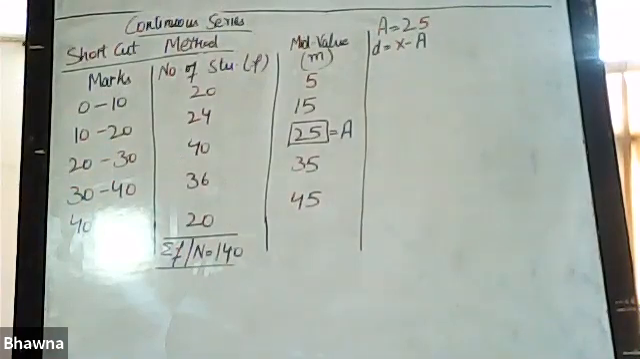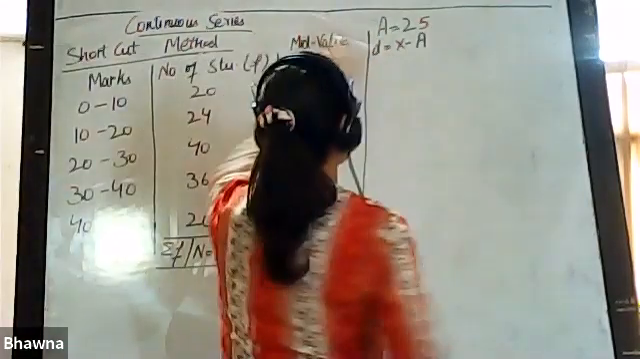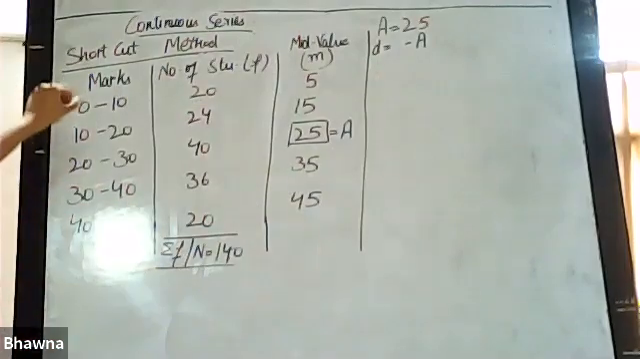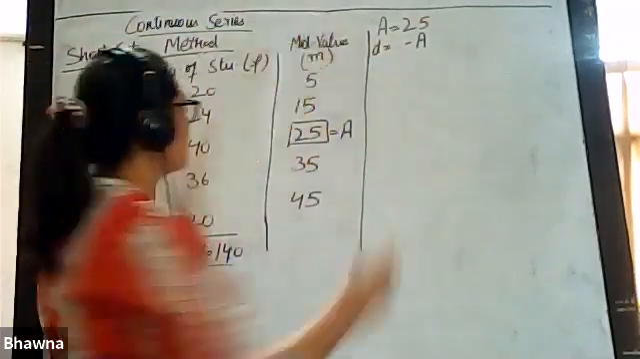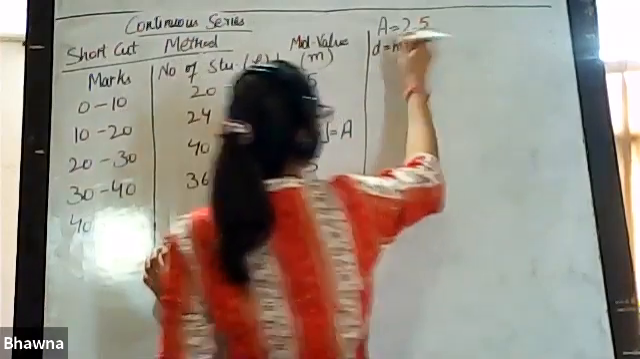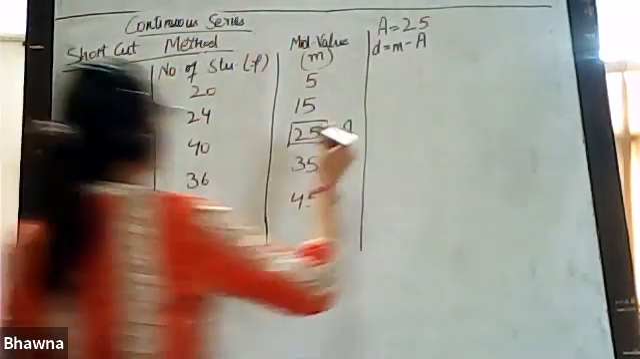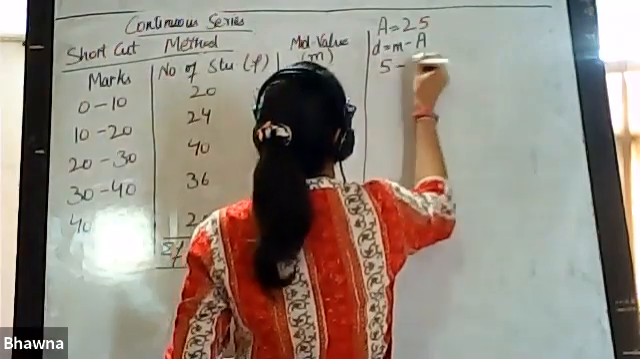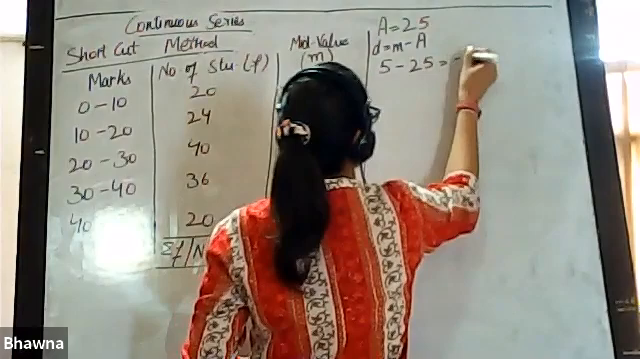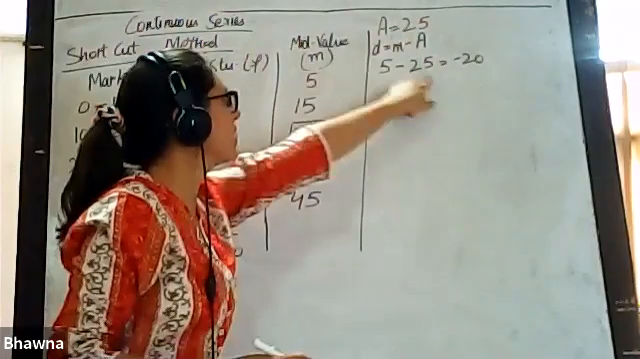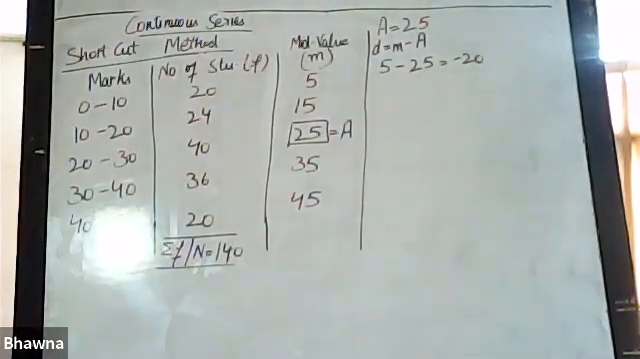So in this, we assume x and m here. Fine. In continuous series with the shortcut method, we assume x as m. So m minus a. So m minus a is here. M is 5 minus 25 is equal to minus 20. Fine. 5 minus 25 is equal to minus 20.